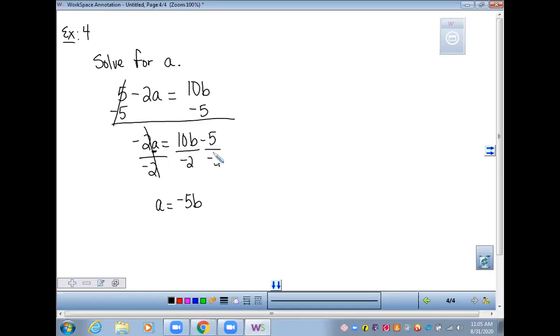Now, when I go to this next one, what does a negative over a negative make? Positive. So can 5 be divided by 2? Does it come out to be a whole number? No, so we're just going to leave it as 5/2. All right, let's do a few more here before we move back to number 3.